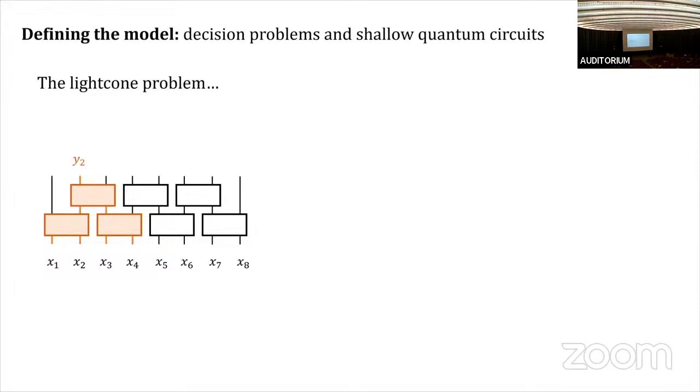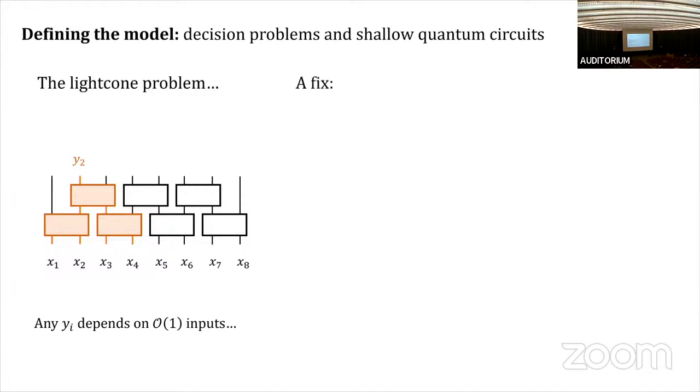Well, any constant depth circuit, a single output qubit is only a function of constantly many inputs. So alone, it's kind of a nonsensical question to ask, could there be quantum advantage for decision problems with QNC0, because they can't really do much on their own. However, we can enhance this model slightly to make the comparison interesting.